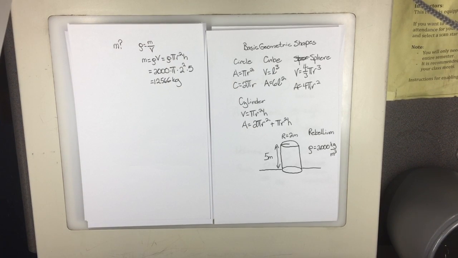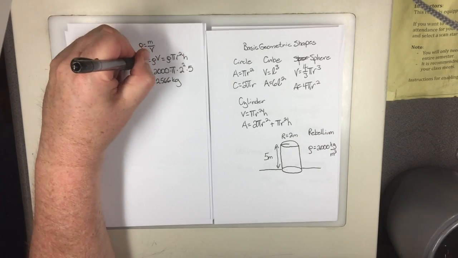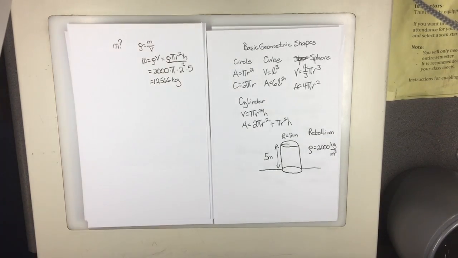So you can get all sorts of stuff with this one equation here, and rearranging it, you can define mass, density, the radius, the height. You can take all sorts of things with this.